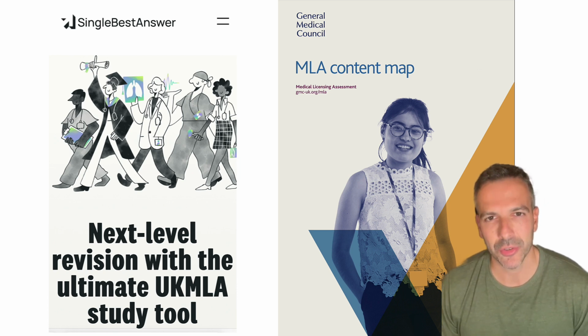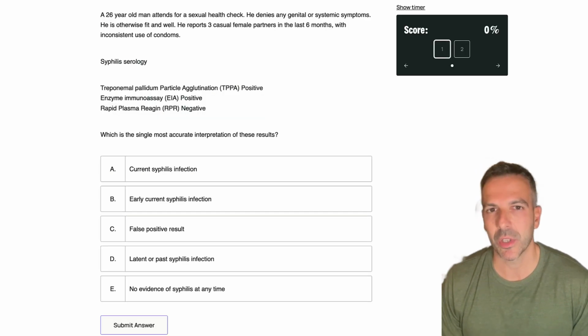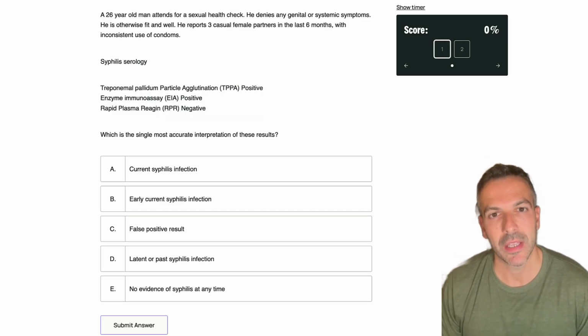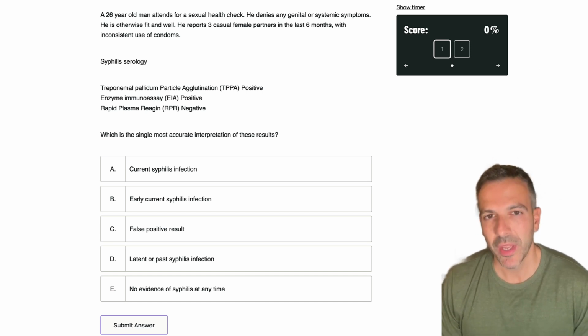Now, one of the things that a lot of medical students complain about or tell me they find difficult are questions on data interpretation, particularly ones relating to infections and laboratory interpretation of results. So today I'm going to talk you through a common exam favorite, which is interpreting syphilis serology. Let's go to the question together.